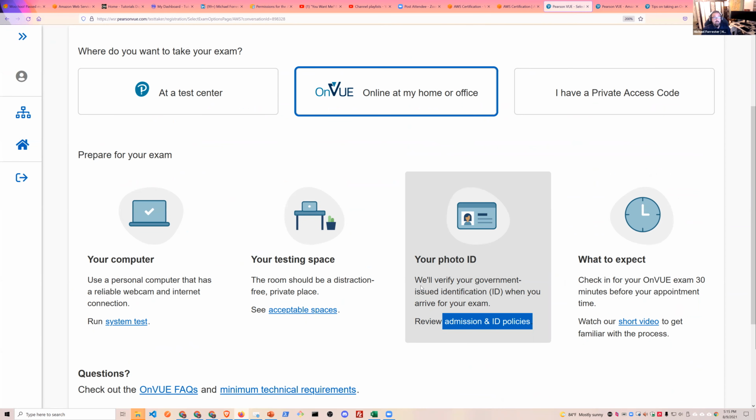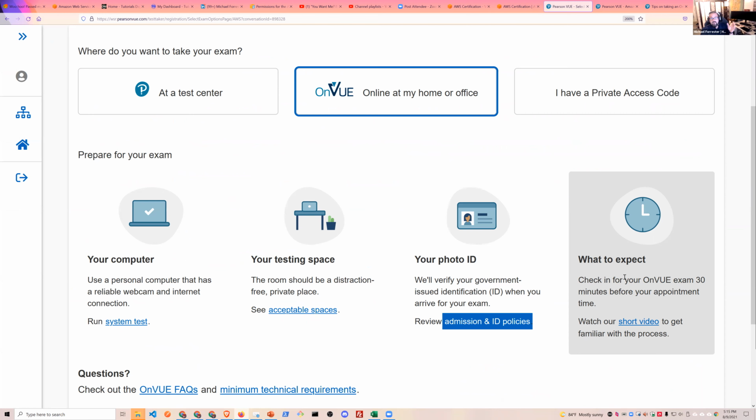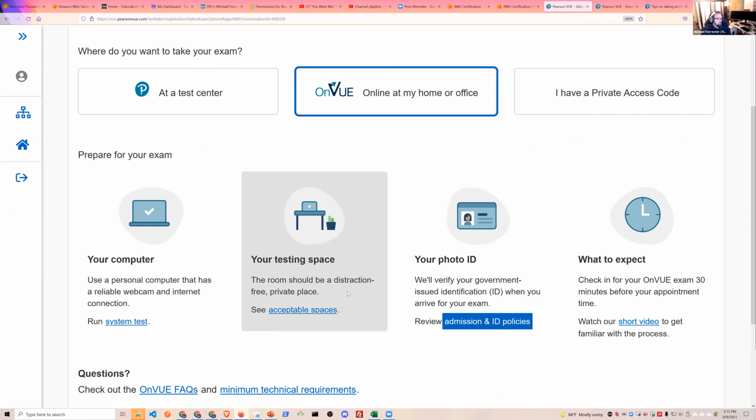It says 30 minutes before your appointment time. You could go 30 minutes, but 20 is actually usually good enough. They're not going to check to see if you're there. That's just to give you time to walk through the process.